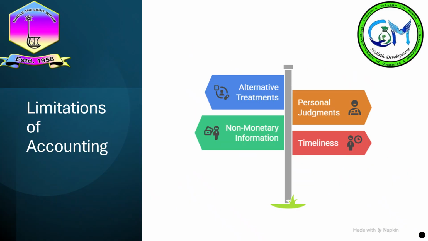Now, we will discuss the limitations of accounting. The first limitation is timeliness. Accounting mainly records only past financial transactions, providing limited insight into future performance. So, the historical focus can be less helpful for predicting future trends or making forward looking decisions.